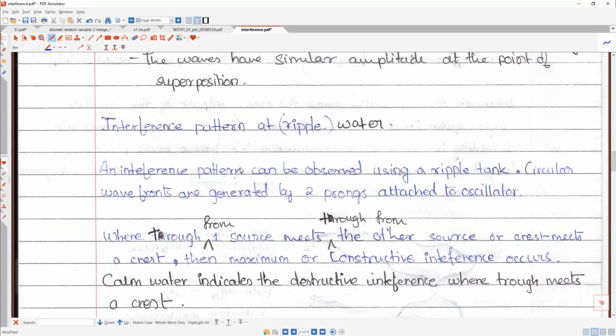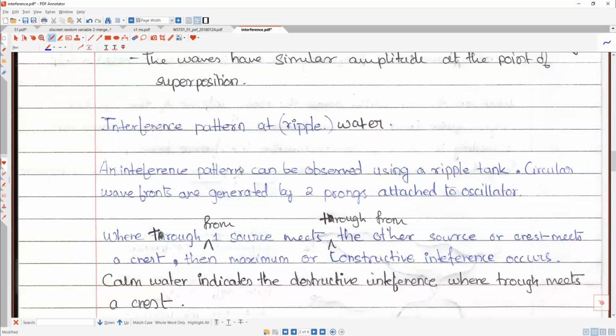Check it. Okay, an interference pattern can be observed using a ripple tank. Circular wave fronts, you know which ones are the wave fronts, no? The ones which I drew with the compass, those are wave fronts, generated by two prongs. You know what those prongs are which vibrate in the ripple tank? You have two spherical, small bob-like shapes. They vibrate, and when they vibrate, they produce waves in the ripple tank. I call them bobs.